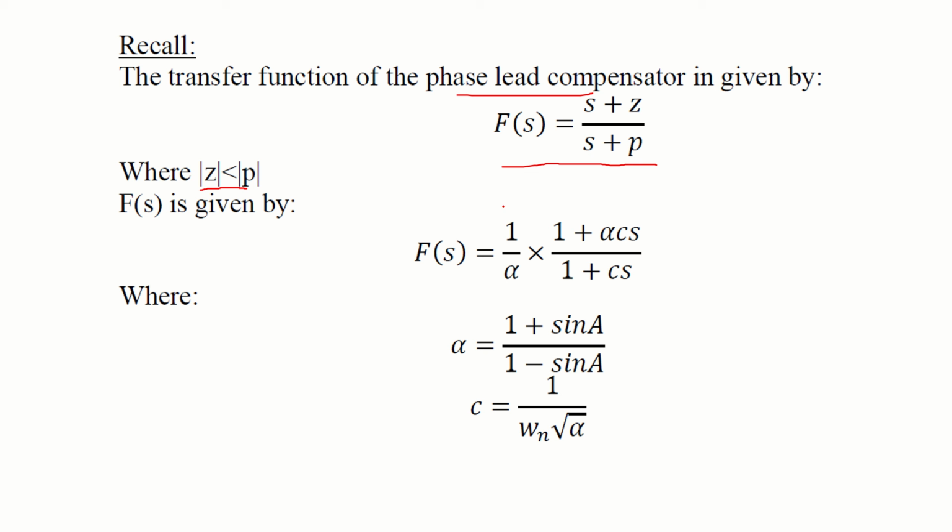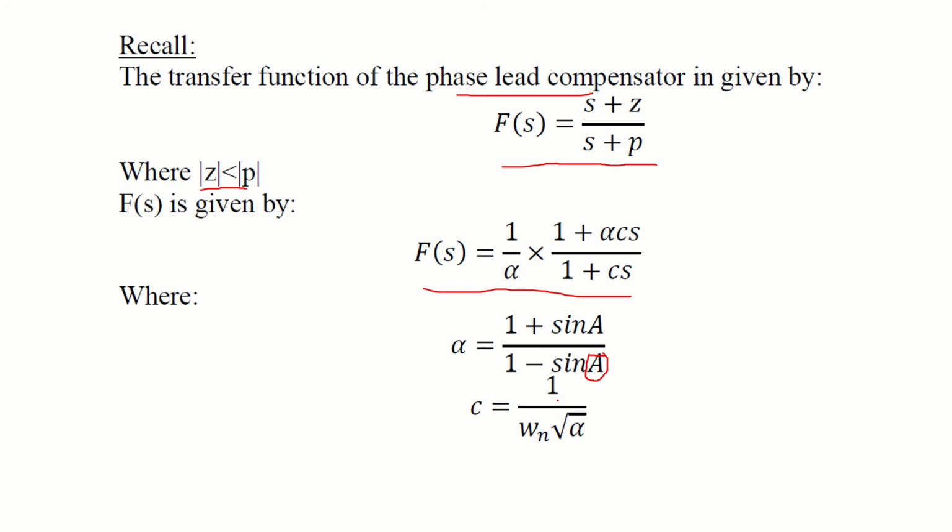And to design our controller, we can rewrite F(s) in this form: 1 over alpha times (1 plus alpha cs) over (1 plus cs). And in fact, alpha will be calculated this way: (1 plus sin A) over (1 minus sin A). And A, which is here, is the amount of phase that I want to add to my system. And c will be 1 over omega n square root of alpha, where omega n is the frequency at which I want to add the phase.